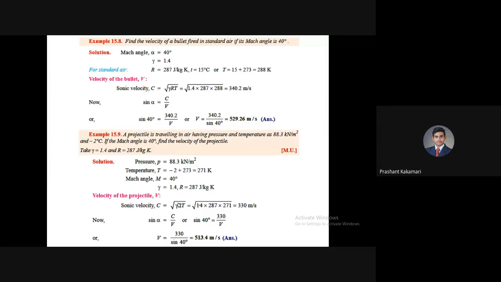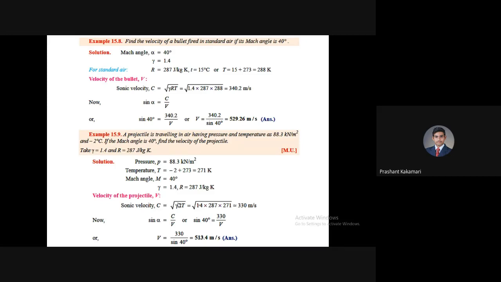So first problem is find the velocity of a bullet. Bullet means you can consider a projectile. Find the velocity of a bullet fired in standard air if its Mach angle is 40 degrees. Now Mach angle is given, which means it is a supersonic or hypersonic flow. It is having Mach number more than 1. That's why it is making a Mach angle or the Mach cone. That half angle is 40 degrees. So Mach angle alpha is given as 40 degrees.